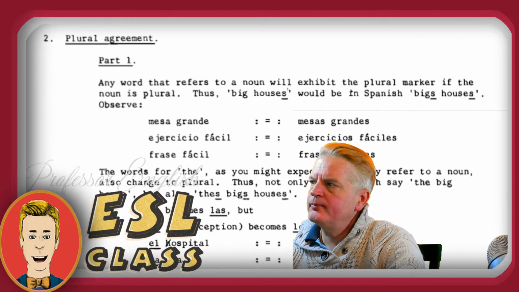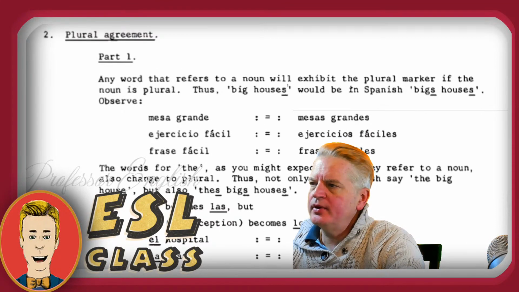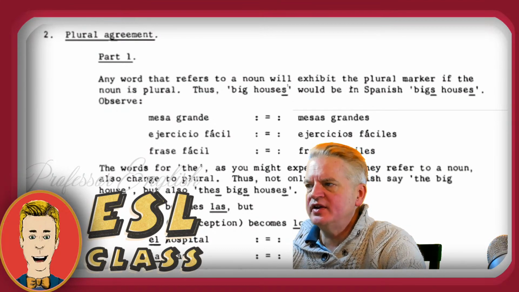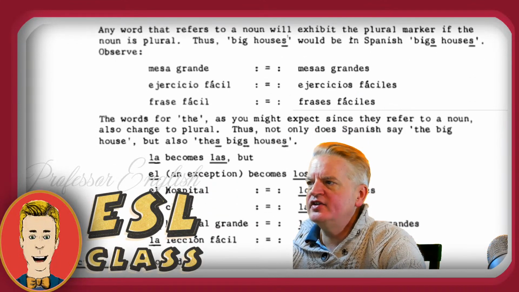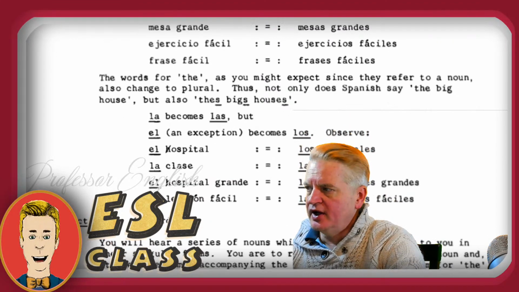Plural agreement. Any word that refers to a noun will exhibit the plural marker if the noun is plural. Thus, big houses in Spanish would be bigs houses. Observe. Mesa grande is mesas grandes. Ejercicio fácil is ejercicios fáciles. Frase fácil is frases fáciles.